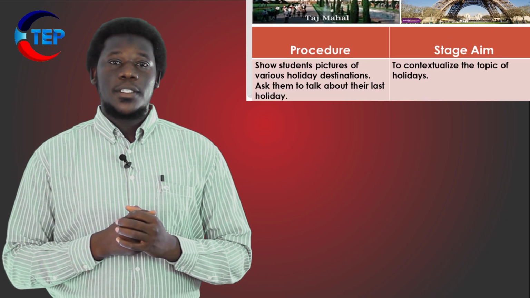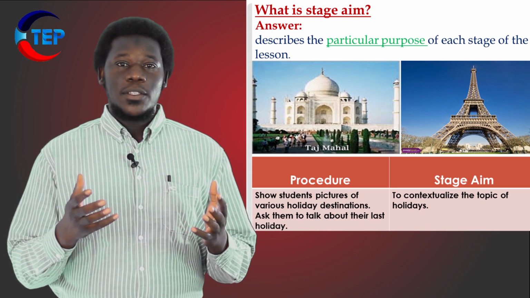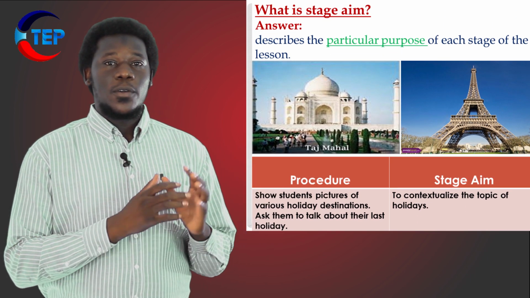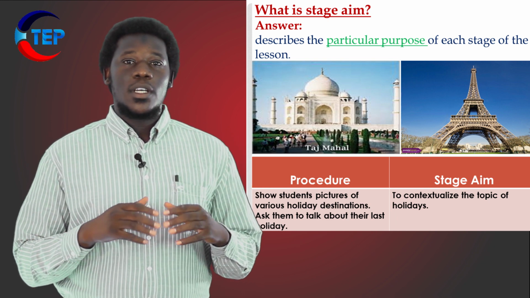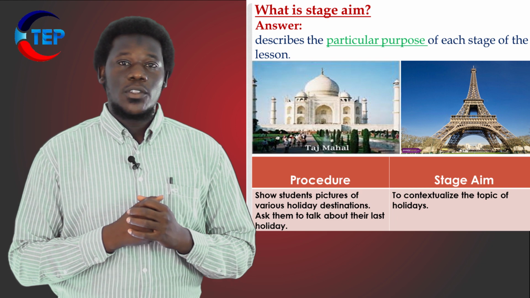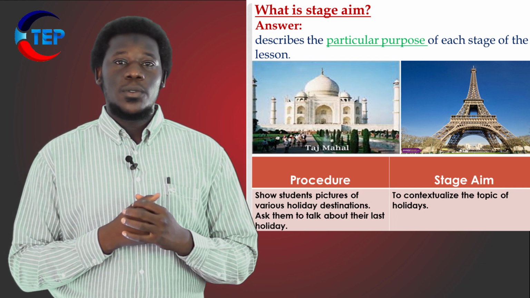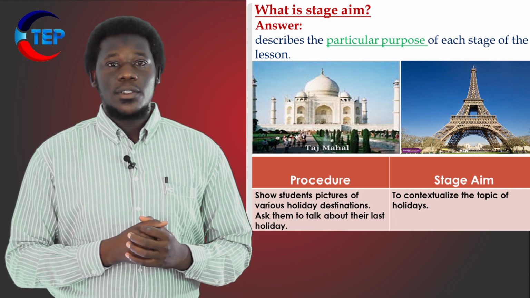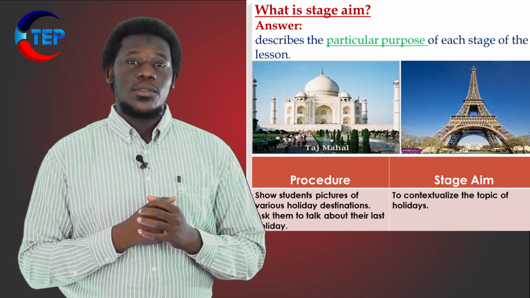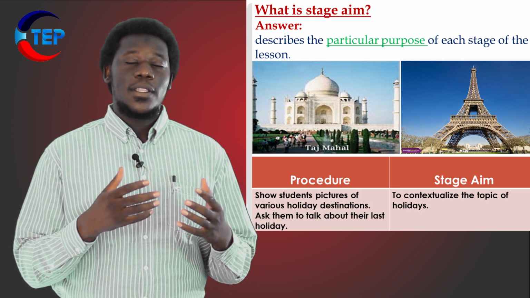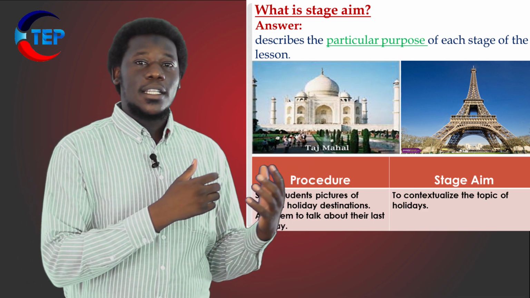Number four, what is stage aim? Stage aim describes the purpose of each stage of the lesson. As you can see here, we have procedure and stage aim. Stage aim here is to contextualize or set the context of the topic of holidays. And procedure describes what the learners will do at each stage of the lesson. In this case, you can show your students some pictures of various holiday destinations to talk about their last holidays. As you can see here, we have Taj Mahal and Eiffel Tower.